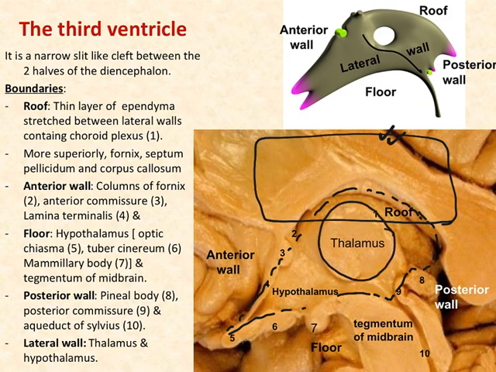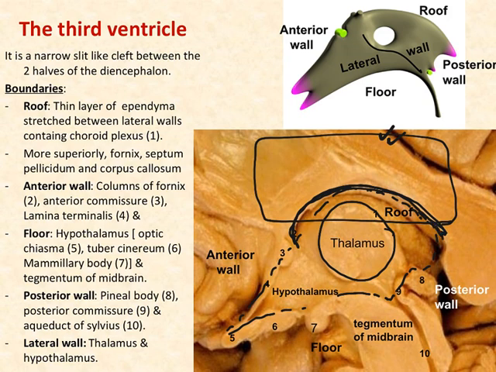Okay? Between the right thalamus and the left thalamus, we have a thin layer of ependyma. This ependyma is stretching between the right and left thalami and closes the roof of the third ventricle from above. Okay, more superior we have this structure. I am sure that you have identified this structure, which is the fornix.